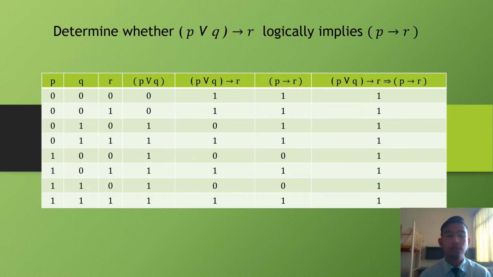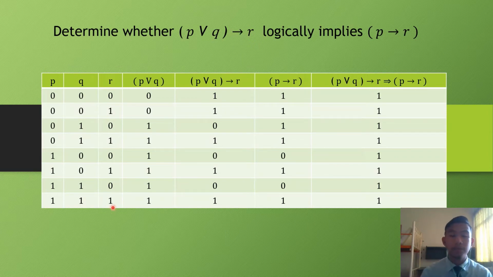Okay, for the next step, we put in the truth values. For P, we put 0, 1, and so on, for Q we put 0, 1, 0, 1, and for R, 0, 1, 0, 1, 0, 1, 0, 1.